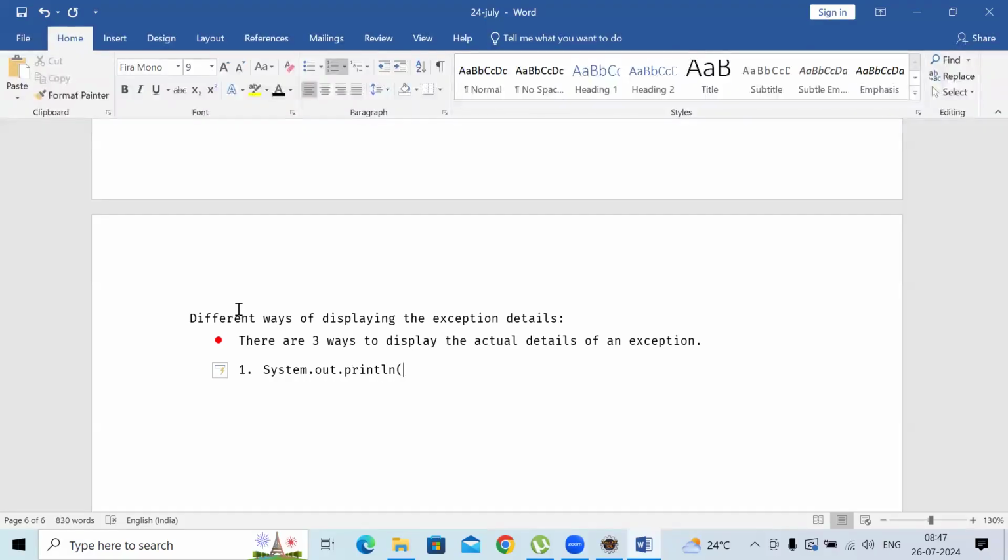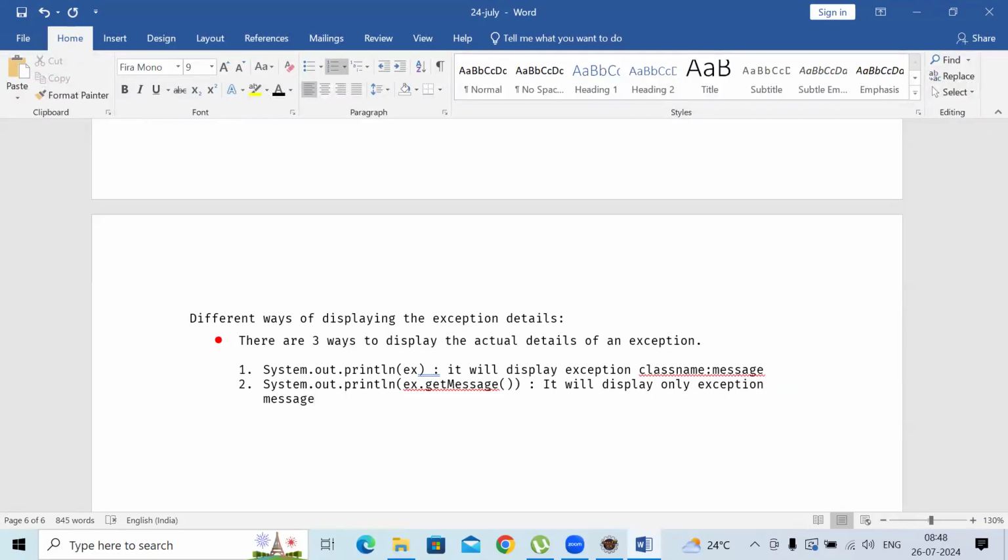System.out.println of the exception object. What will it display? It will display the exception class name colon message. Second one is System.out.println of ex.getMessage(). What will it display? Only the message. It will not show anything else. It will display only the exception message.